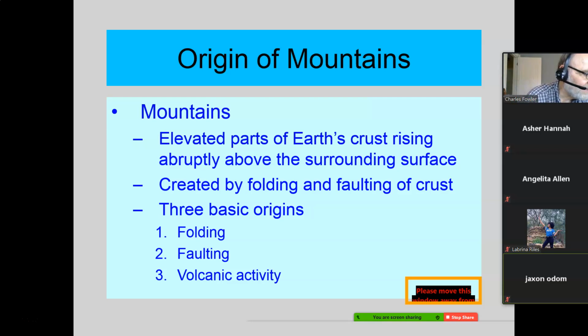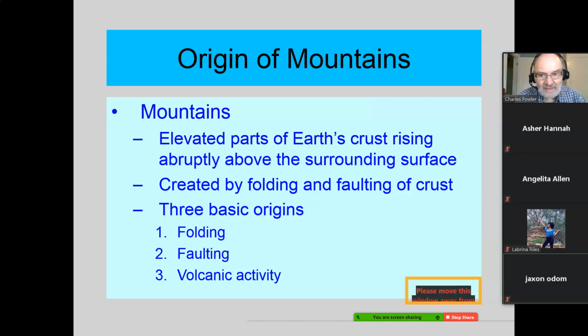Now we move into 19.4, the last section in the chapter, I'm pretty sure. And I am going to say this. On your page 493 in your book, before you get to the origin of mountains, they talk about tsunamis.